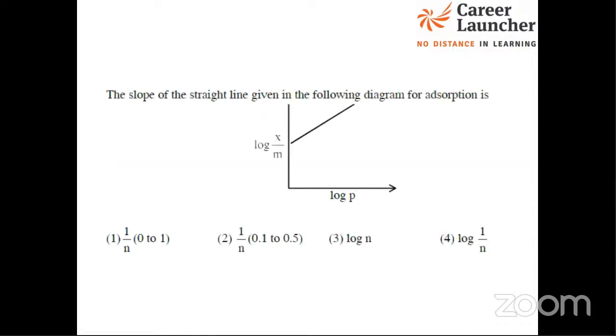Next, the slope of the straight line given in the following diagram of adsorption. It is a very important and very common question these days. In the Freundlich adsorption isotherm, if you see this one, log x by m versus log p, and the slope is asked.